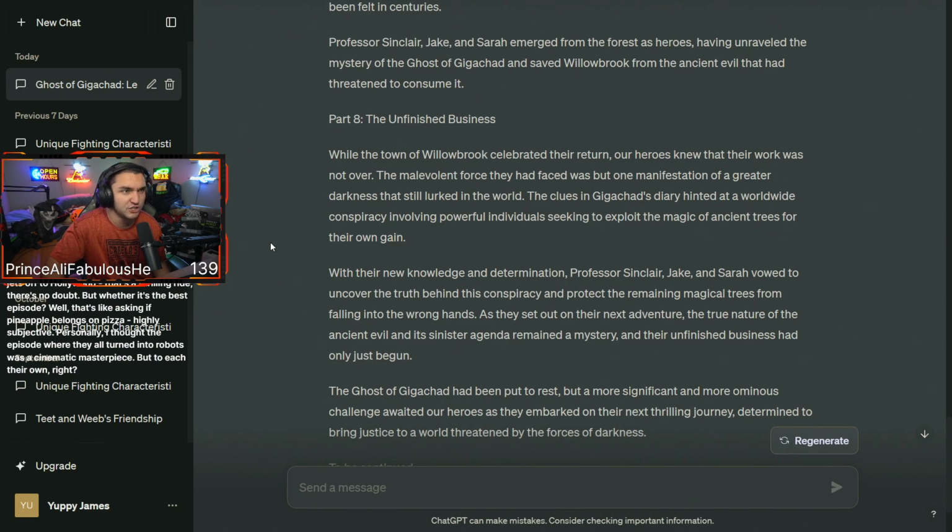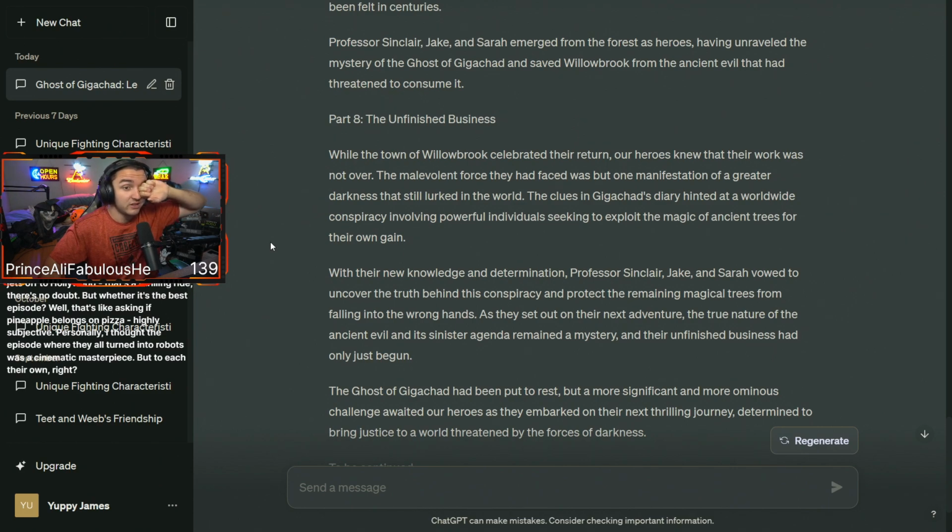Part 8, The Unfinished Business. While the town of Willowbrook celebrated their return, our heroes knew that their work was not over. The malevolent force that they had faced was but one manifestation of a greater darkness that still lurked in the world. The clues in GigaChad's diary hinted at a worldwide conspiracy involving powerful individuals seeking to exploit the magic of ancient trees for their own gain. With their new knowledge and determination, Professor Sinclair, Jake, and Sarah vowed to uncover the truth behind this conspiracy and protect the remaining magical trees from falling into the wrong hands.